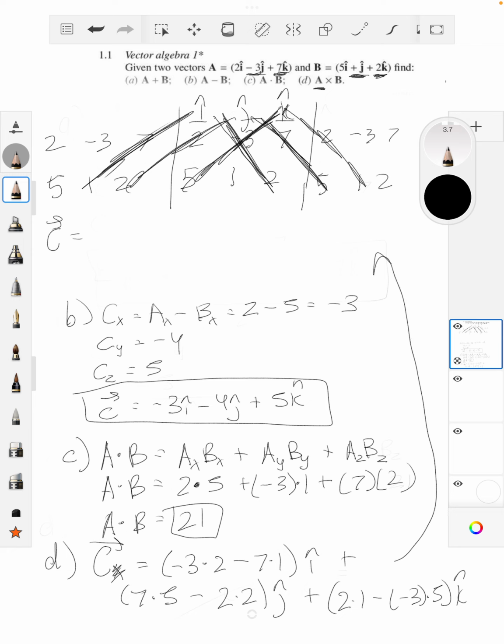And then we're going to rewrite this all the way up here. And our final vector to represent the cross product is just going to be equal to negative 13i hat plus 31j hat plus 17k hat.